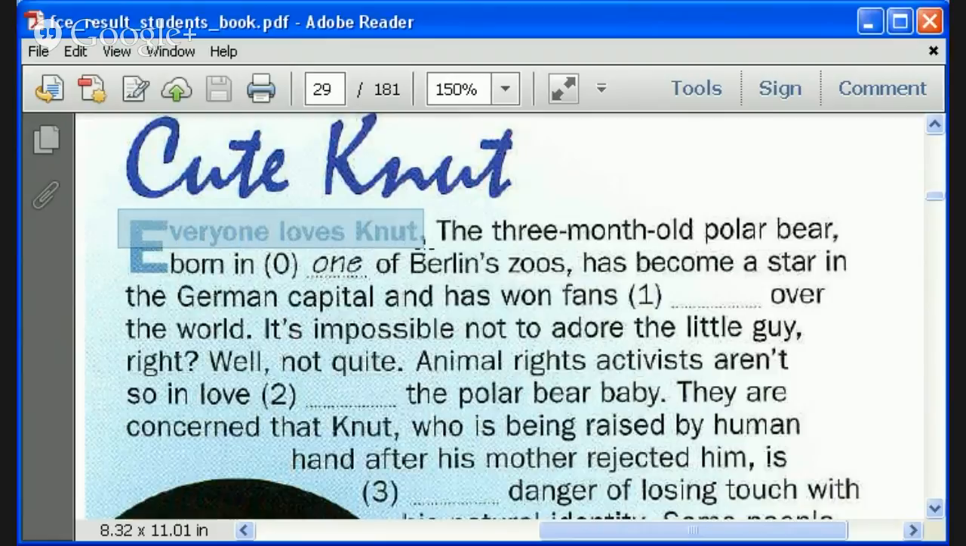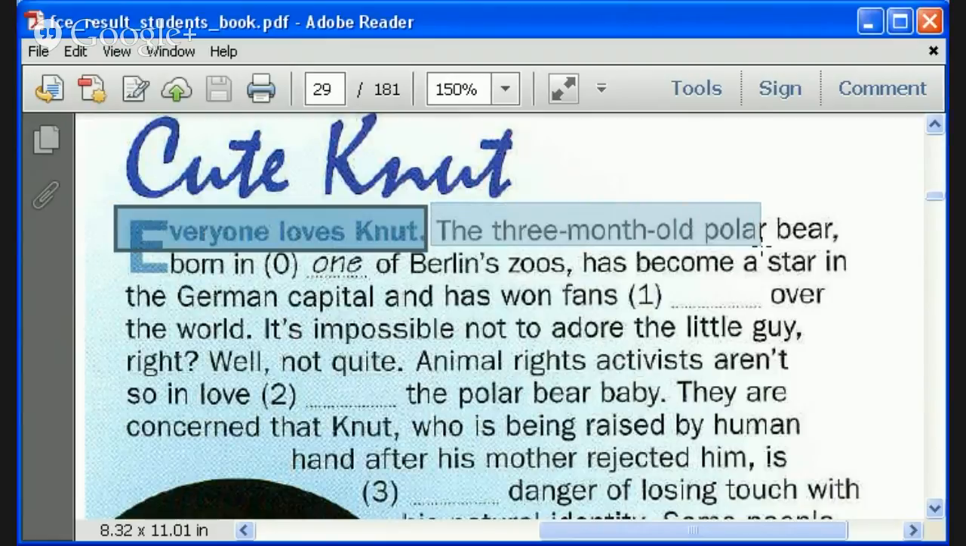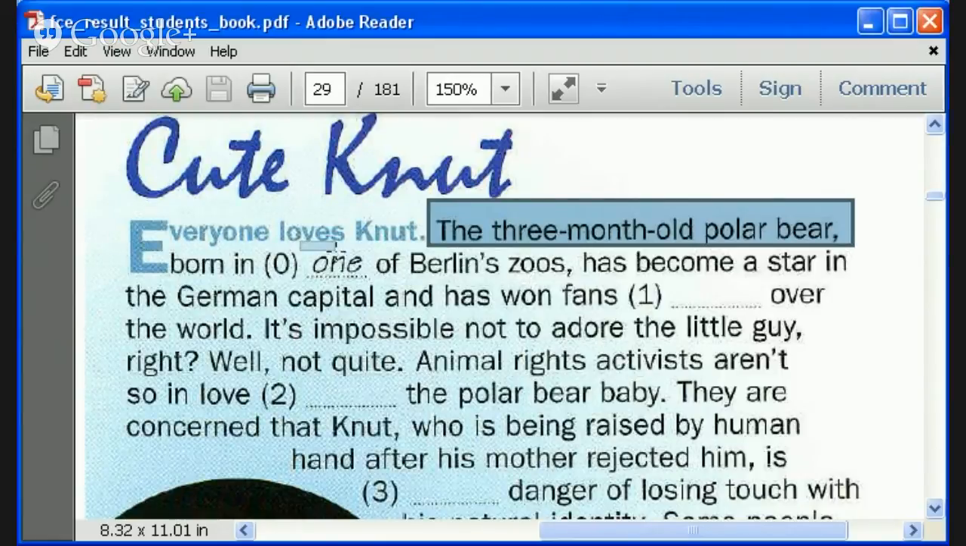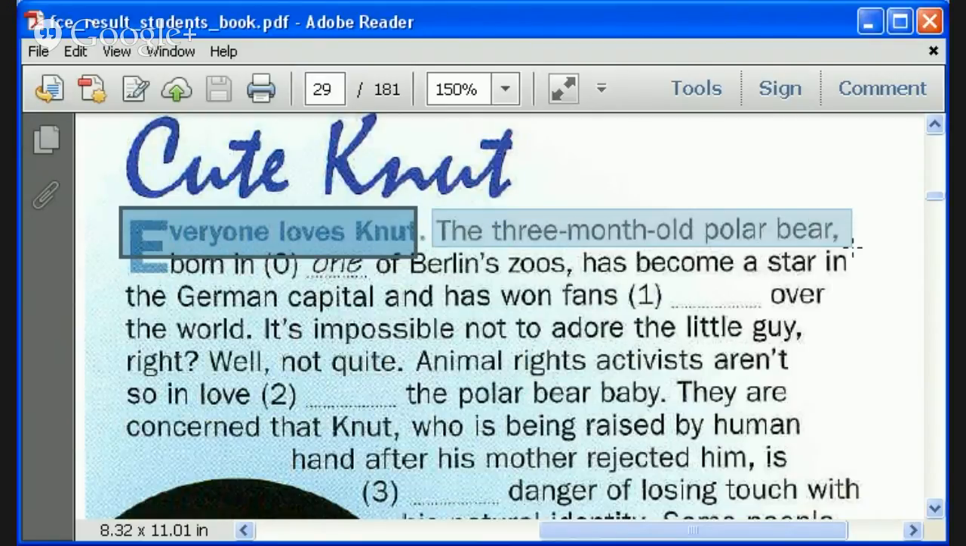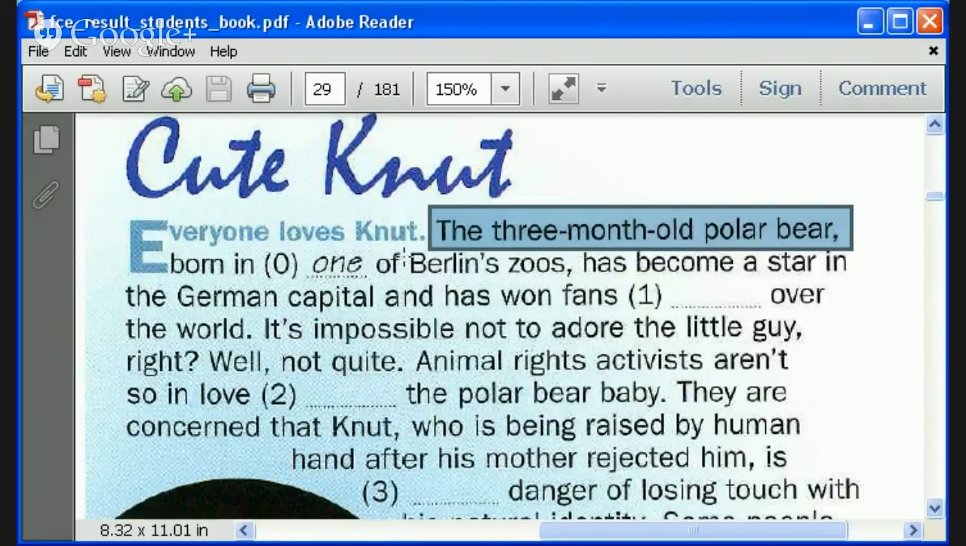Everyone loves Newt. Well, take it from there. Go ahead. You see 0. They always give you 1 marked 0. This will be an example of what you're doing. Okay, Alexi. From here, go ahead and read.